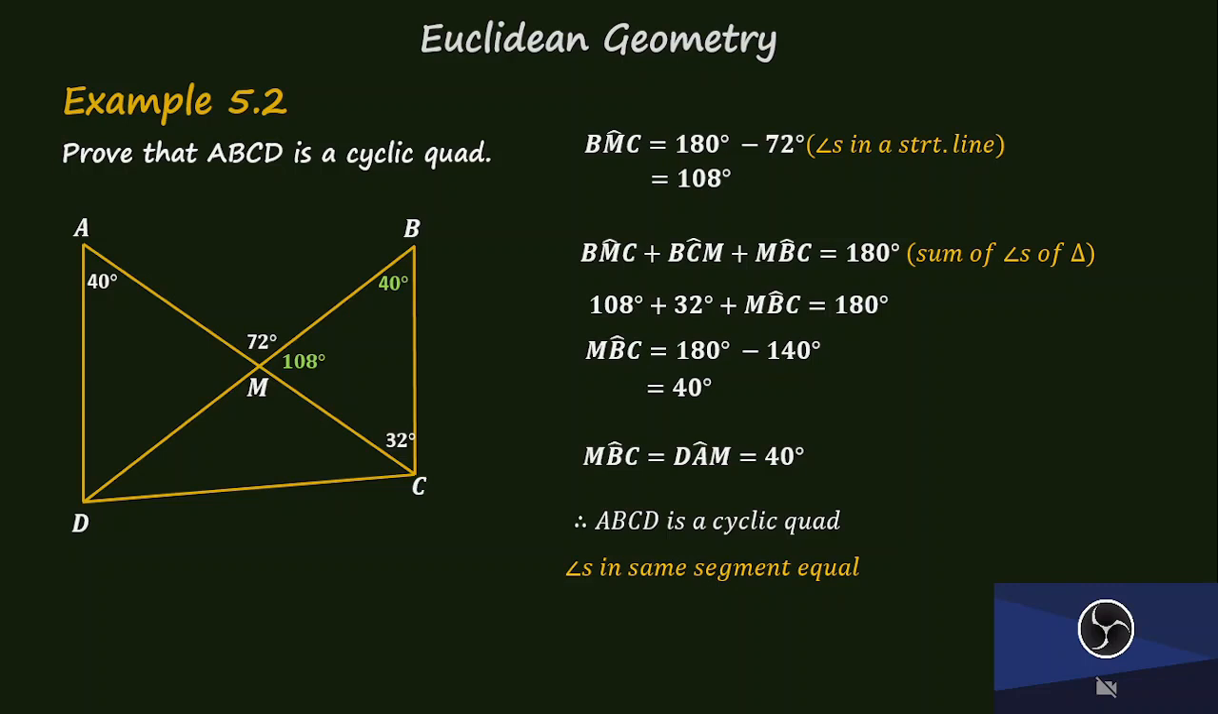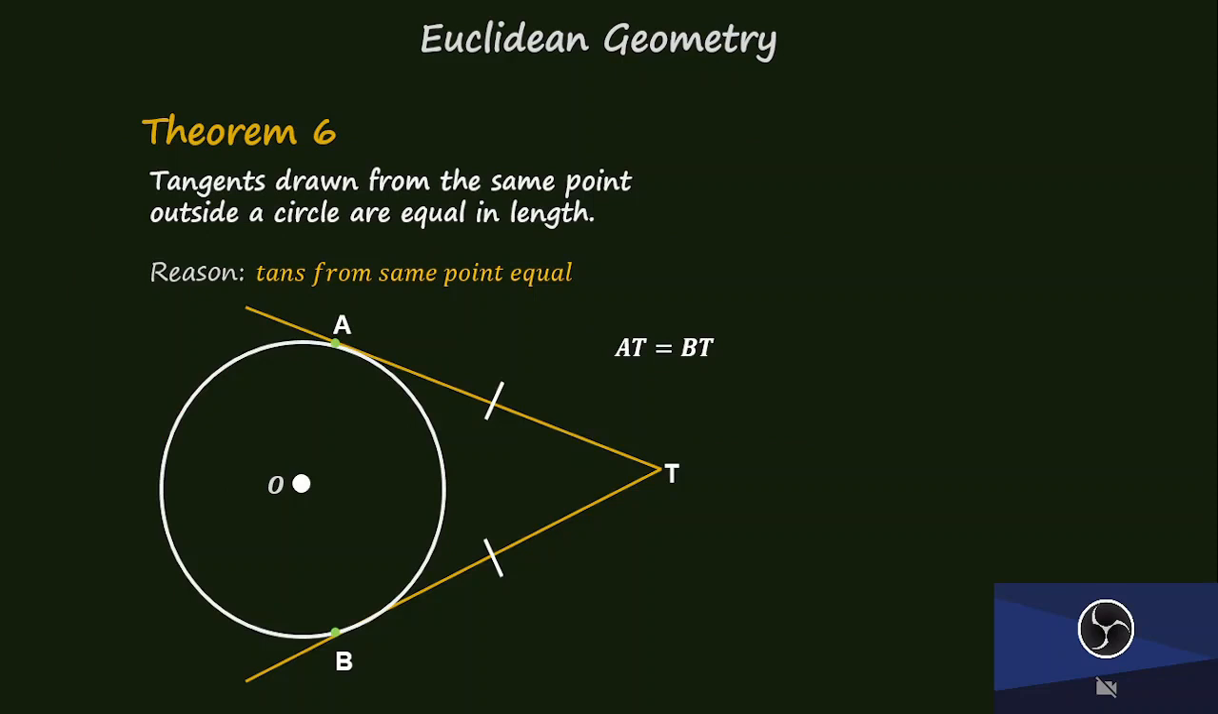Now let's move on to theorem number 6. Theorem number 6 says that tangents drawn from the same point outside the circle are equal in length, right? So if we were to draw two tangents from the same point T outside the circle, and then this is the tangent AT and the tangent BT. These two tangents will be equal in length.